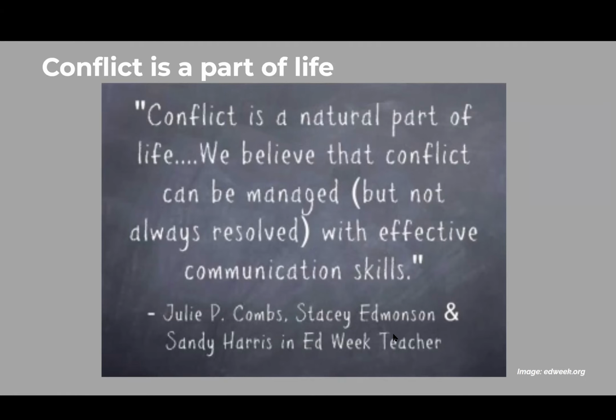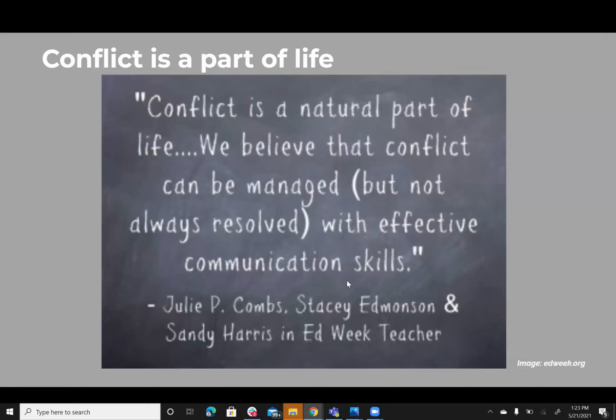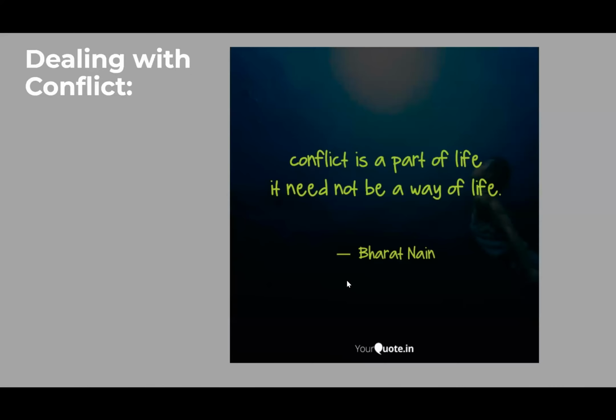Let's see here. Let's go ahead. And I love this quote here, right? Conflict is a part of life. It need not be a way of life. I mean, that's so short and so simple, and yet I think so powerful, right? Yes, we acknowledge that we are going to deal with conflict as one of many parts of life, but it doesn't need to be the way of life.